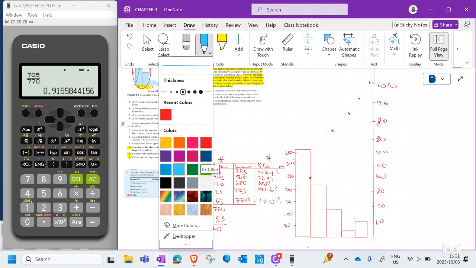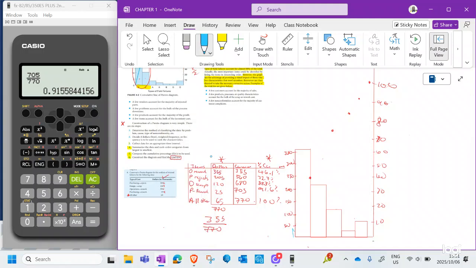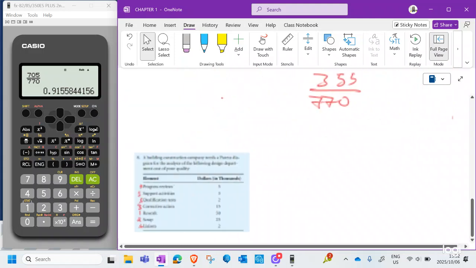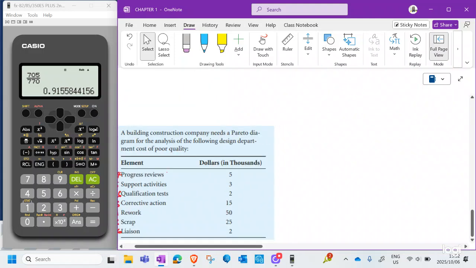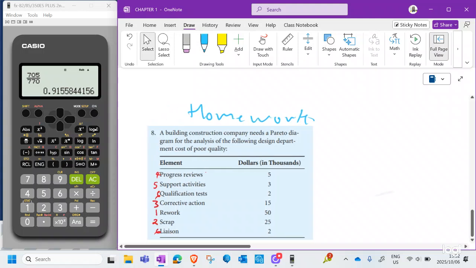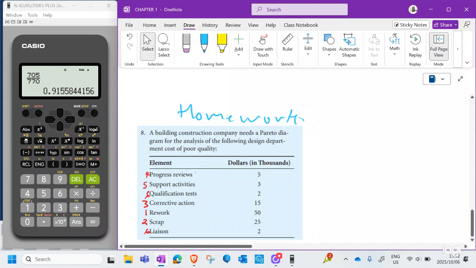So then after we are going to connect this like that. And then you have your Pareto. Then, guys, hold on. Wait. Then this one is your homework. It's number 8. Number 8 is your homework.